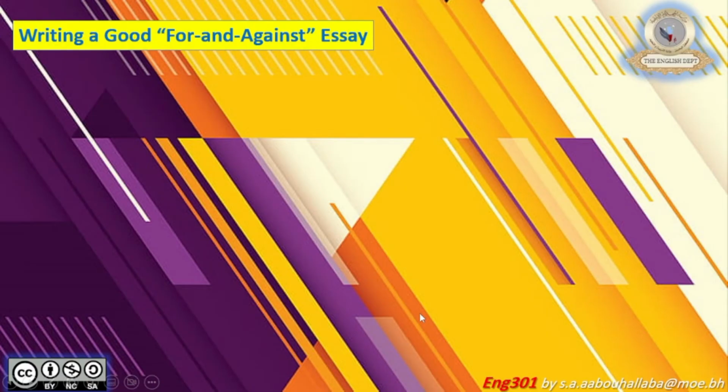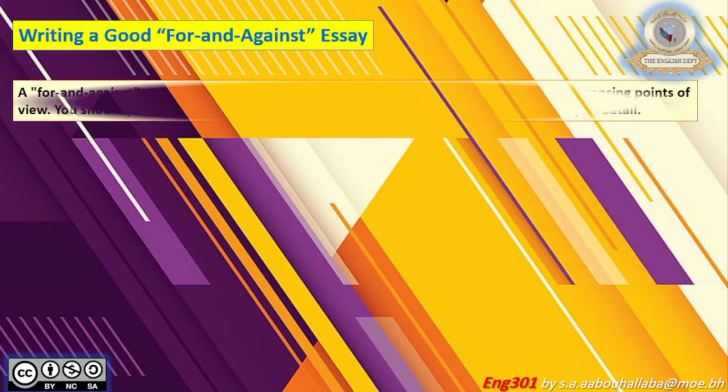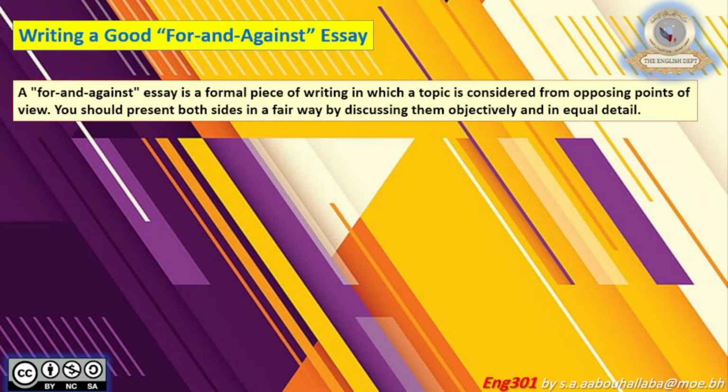Let's look at how to write a for and against essay. A for and against essay is a formal piece of writing. This is number 1. Of course, the descriptive essay that we already had in Unit 2 was also a formal piece of writing. So you cannot use any informal expressions or grammatical structures in such a writing, in which a topic is considered from opposing points, as I told you, contradicting points of view.